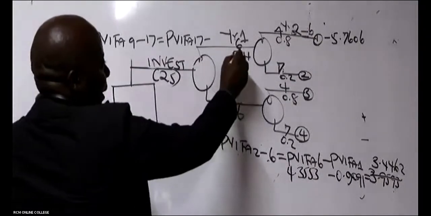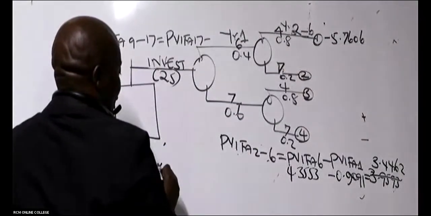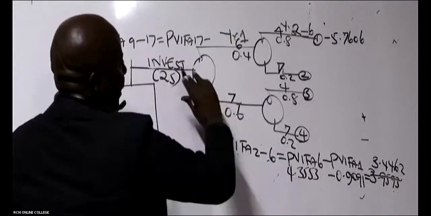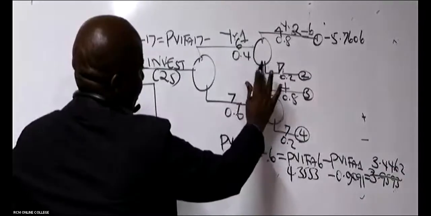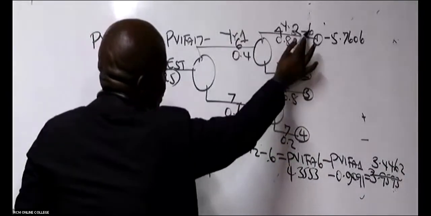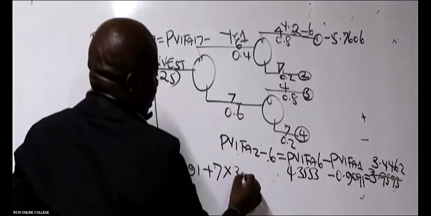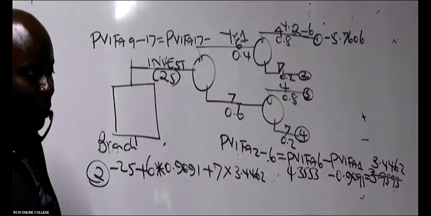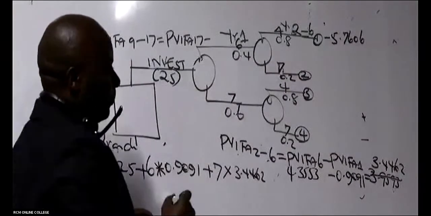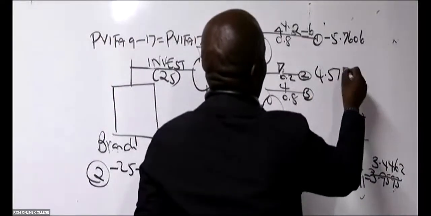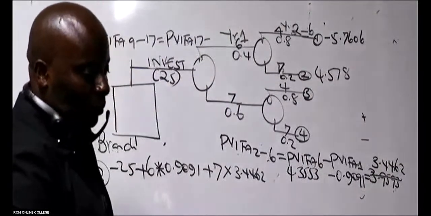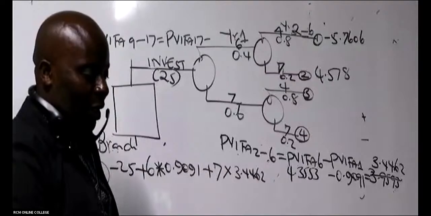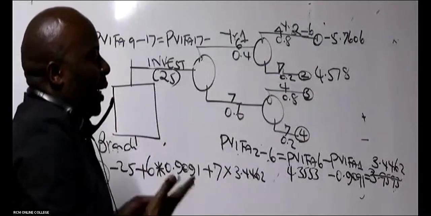Plus, the next cash flow coming here for branch 2 is 6 times 0.9091. This is the road for branch 2. The next one is 7, so plus 7 times 3.4462. What do we have there? Marvin has also been able to get 4.578. Is that okay? Can you now try branch 3 yourself?